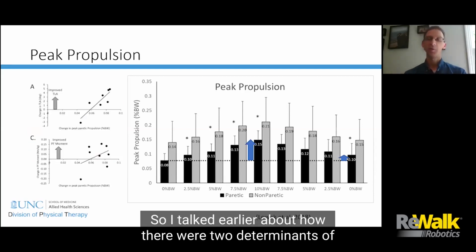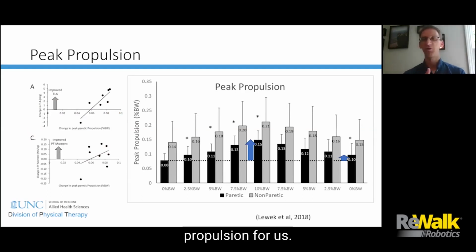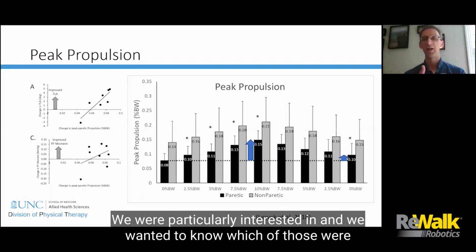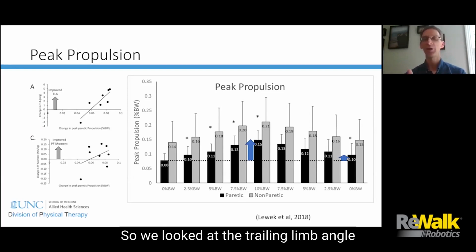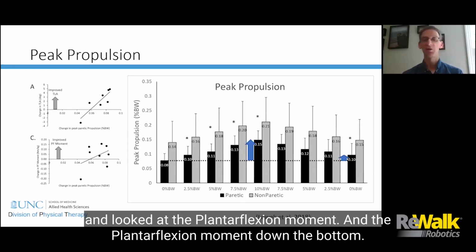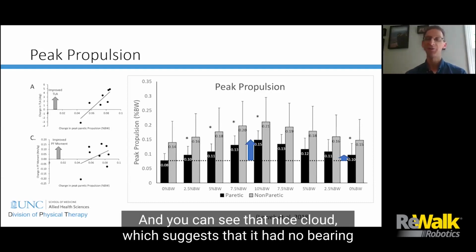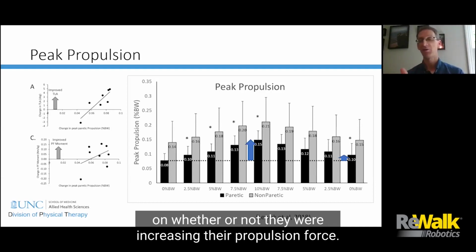So I talked earlier about how there were two determinants of propulsion force that we were particularly interested in, and we wanted to know which of those were contributing to this increase in propulsion force. So we looked at the trailing limb angle and looked at the plantar flexion moment. The plantar flexion moment's down at the bottom, and you can see that nice cloud, which suggests that it had no bearing on whether or not they were increasing their propulsion force.